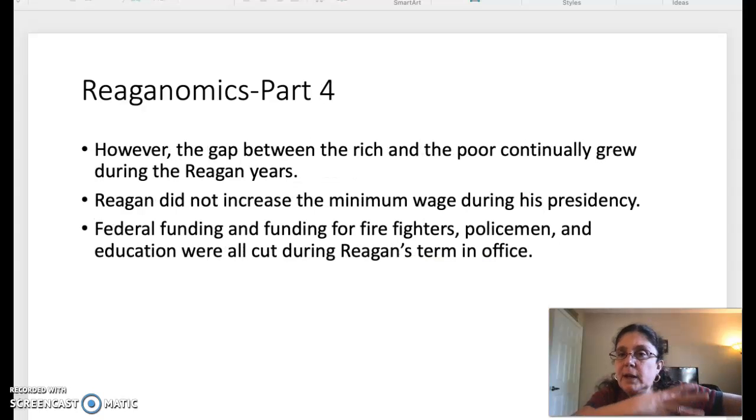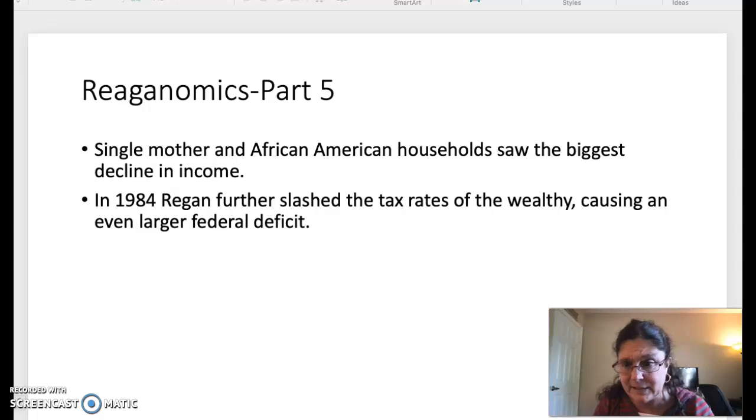The gap between the rich and the poor grew during Reagan's years in office. He was in office from 1981 to 1989. Reagan did not increase the minimum wage during his time in office, and during his time in office, he cut funding for the firefighters, policemen, and education. That was all cut during his 8 years as president.